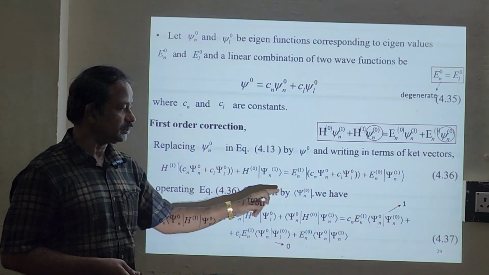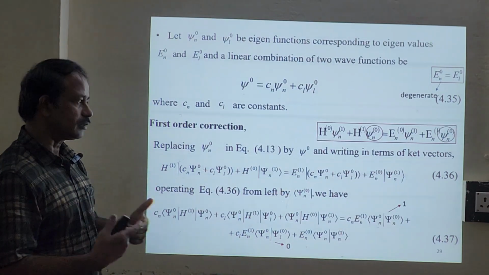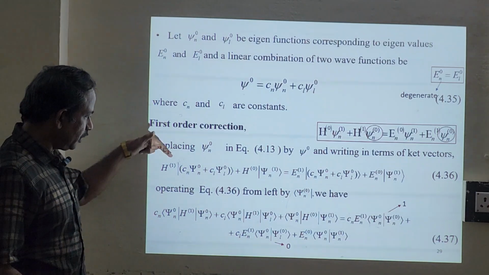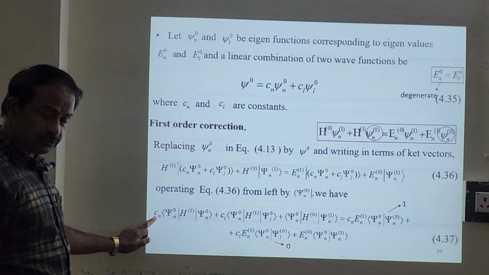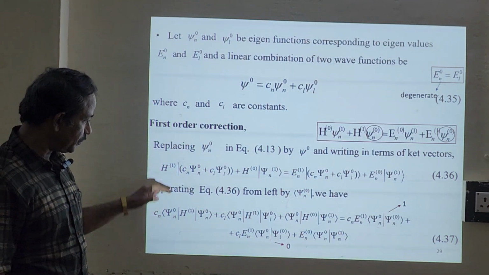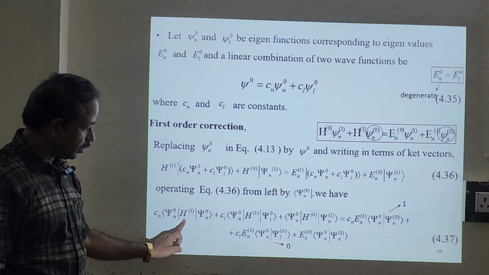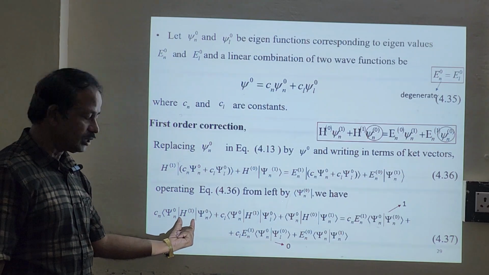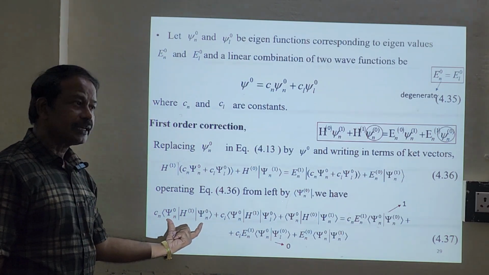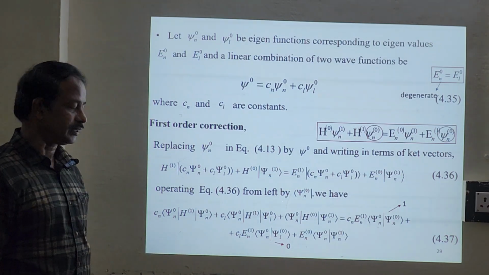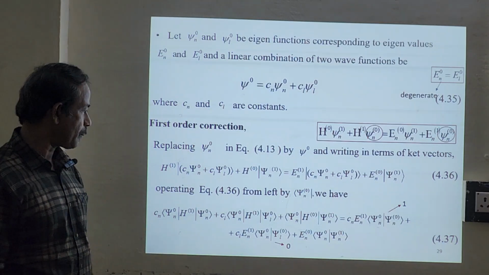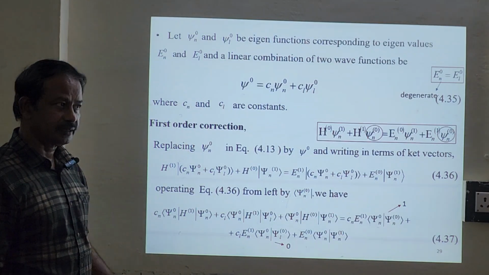Now just operate this equation with bra psi n0 on both sides. So we will have psi n is a constant, I have pulled out Cn. Then bra psi n0, h1 operates on psi n0. So h1 sandwiched between bra psi n0 and ket psi n0, so the expectation value for the first order Hamiltonian.